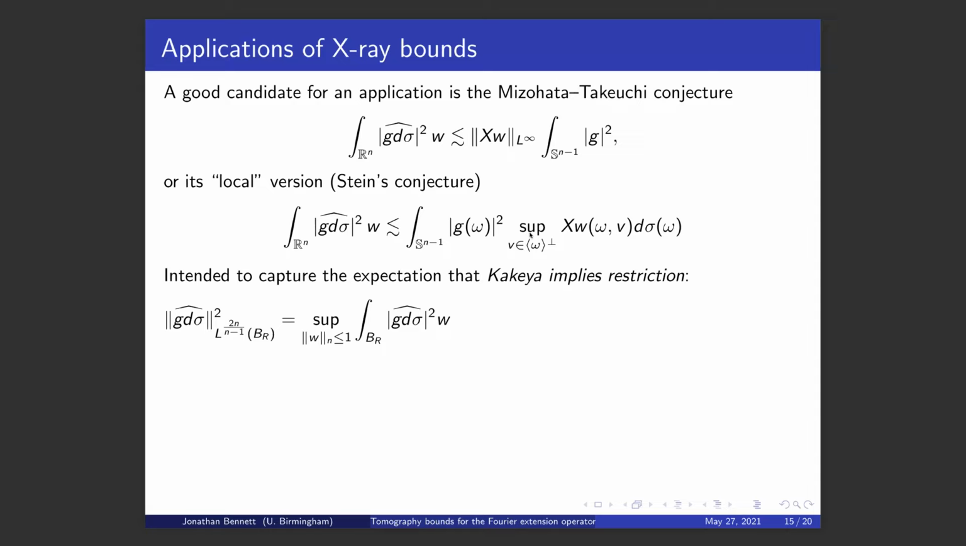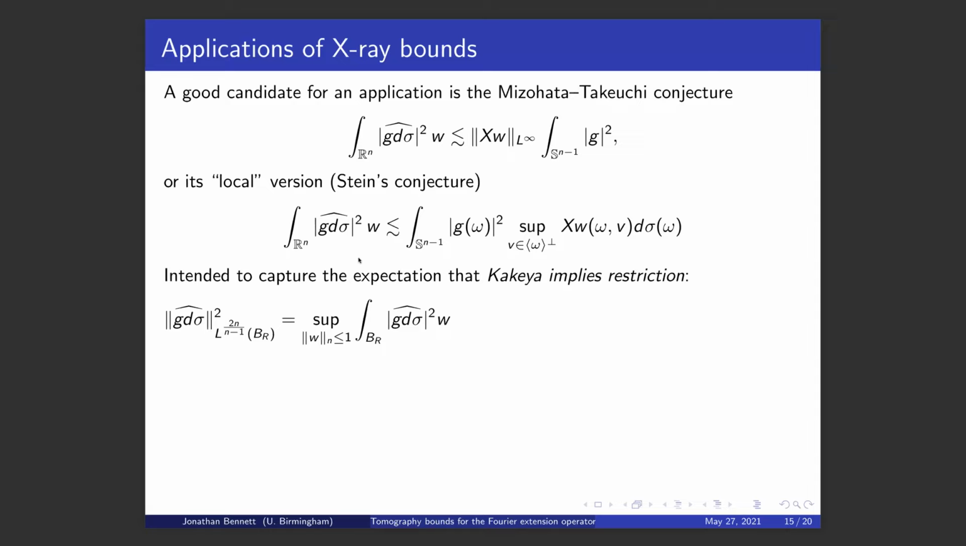So again, this is effectively the Kakeya maximal function applied to the weight. So it retains a dependence on the angle omega. But if I pull this out in L infinity with respect to omega, of course I get a full L infinity norm of the X-ray transform of the weight and this L2 norm squared with respect to the Lebesgue measure. So you can see how it's clearly stronger than the Mitsuhata-Takeuchi conjecture. Now, a critical feature of this two-weighted conjecture is that it captures a very clear link.